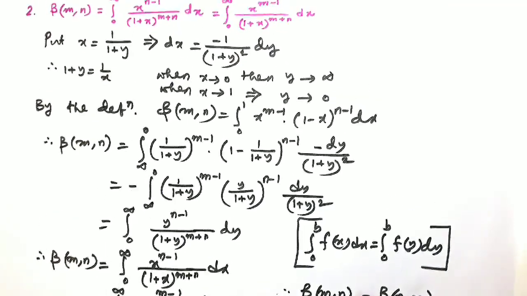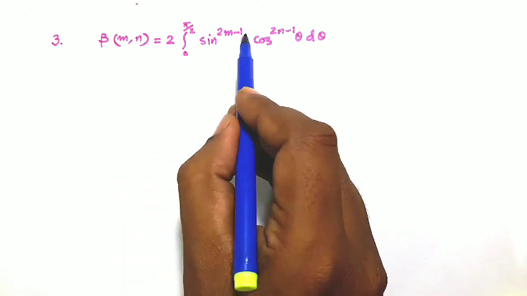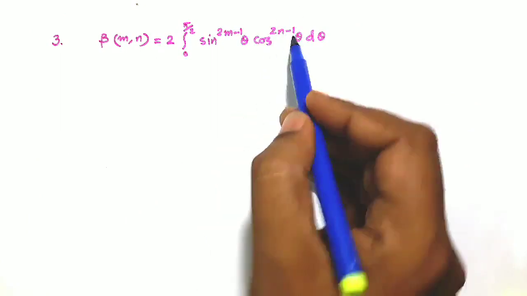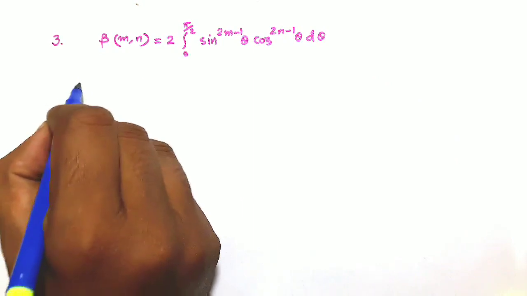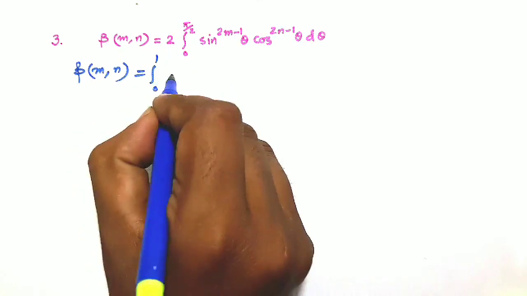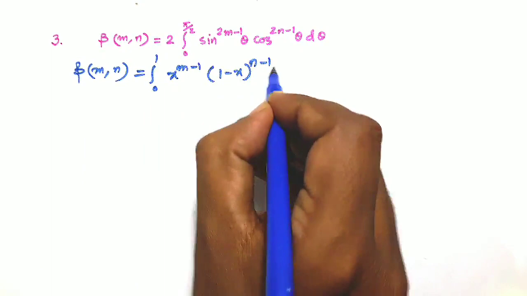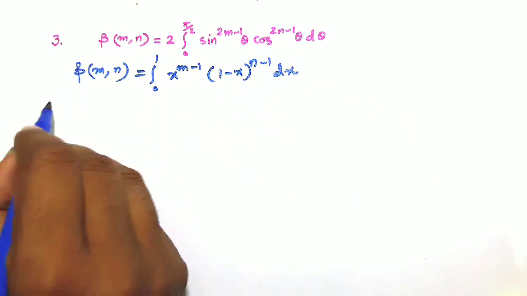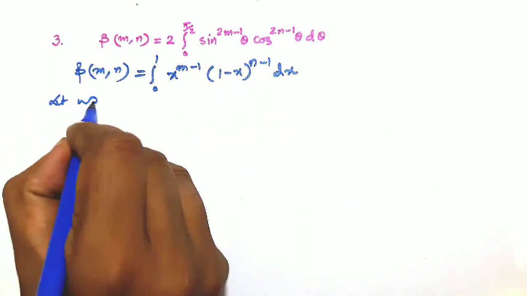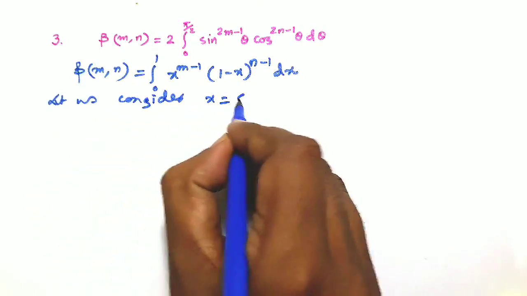Finally, we shall see the third property. The property is beta of m, n is equal to twice integration 0 to pi by 2 sine to the power 2m minus 1 theta into cos raised to the power 2n minus 1 theta d theta. Friends, we know that beta of m, n is equal to integration 0 to 1 x to the power m minus 1 into (1 minus x) whole power n minus 1 dx. Friends, let us consider that x is equal to sine square theta.